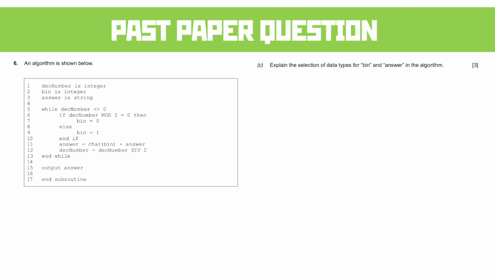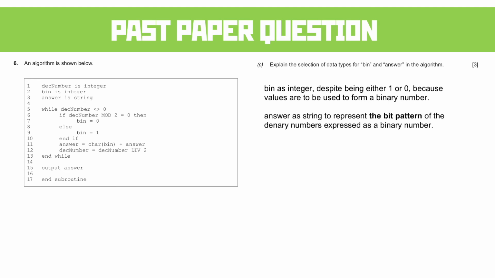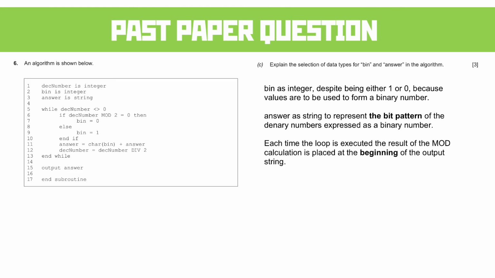Part C, explain the selection of data types for bin and answer in the algorithm. Well, bin is an integer, despite it being 1 or 0, because the values are to be used to form a binary number. All right, makes sense. And then the answer is a string to represent the bit pattern. So that means the 1s and 0s have to be in very particular places. We can't let that become something mathematical that could be automatically changed by the processor. Each time the loop's executed, the result of the mod calculation is placed at the beginning of the output string. So we're going from least significant to most significant digit.